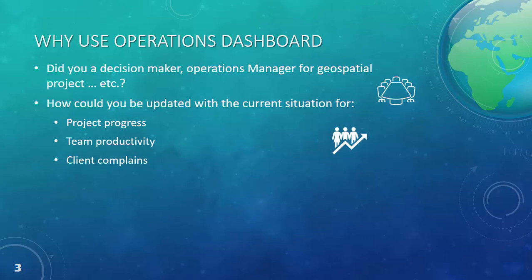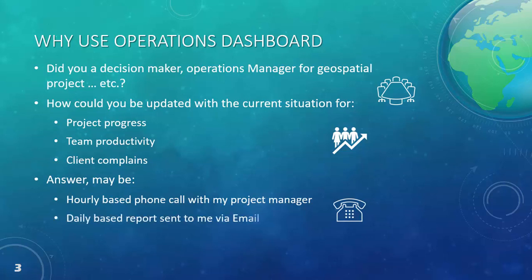let me know how you can get updated information for your current situation, for your project, for your team productivity, or client complaints. So, how can you get this information? Maybe you can take a phone call on an hourly basis, so you will talk with your project manager to get a report on the current status of your project or your team productivity and so on. Or a daily email with a report sent by email. Good. No problem. It's okay and usual.